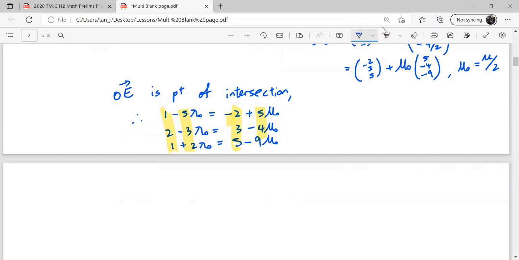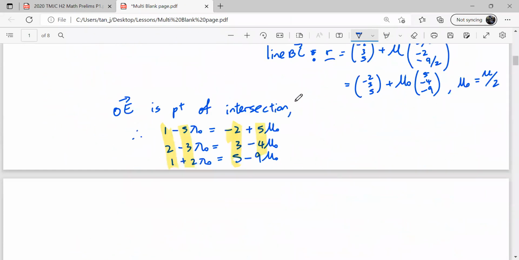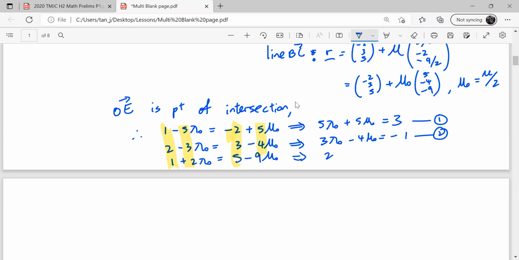Oh, I used a whole page. Oh, there's a lot of blank above. I missed it. So here, we can just use GC already. 5 lambda naught plus 5 mu naught equals, bring over, 3. Equation 1. 3 lambda naught minus 4 mu naught equals 2 minus 3, minus 1. Equation 2. 2 lambda naught plus 9 mu naught equals, then bring over, 4.